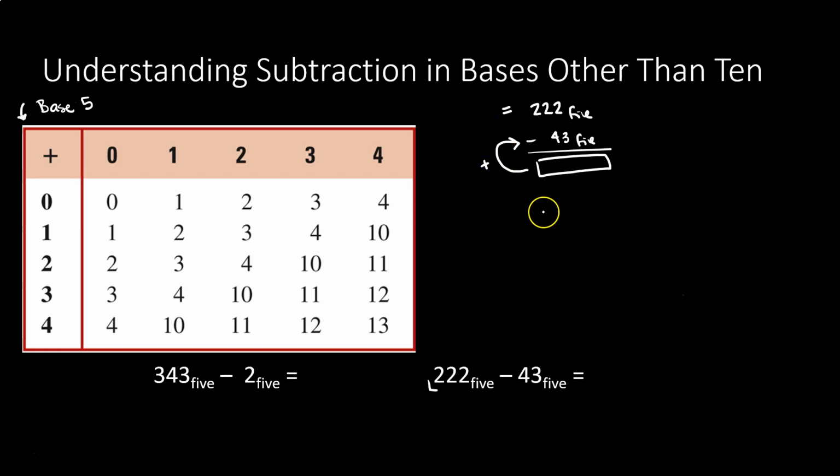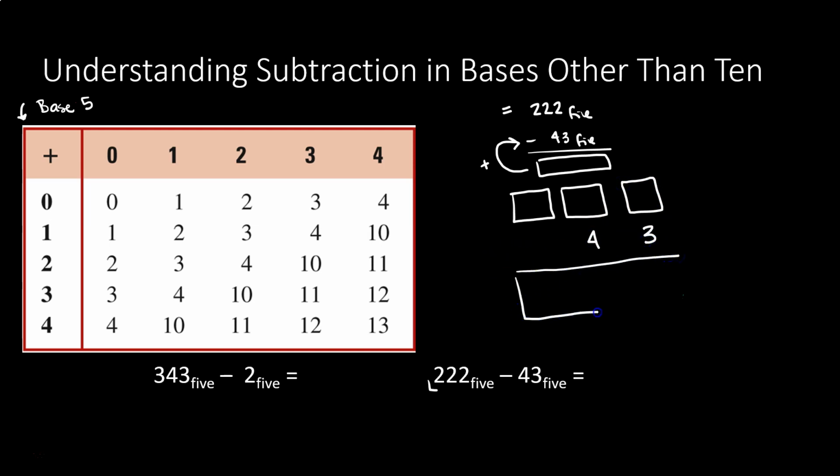So if we do the lattice algorithm, we're looking for the digits of the number that I'm going to add to 4, 3, so that when we complete our lattice, after adding down the diagonals, we get the number 2, 2, 2.